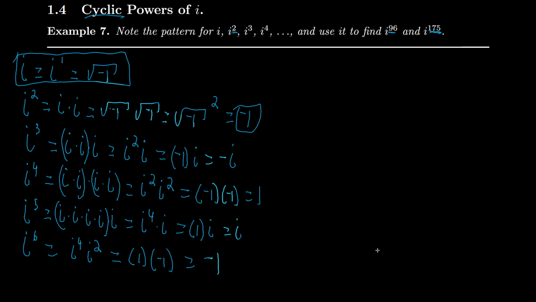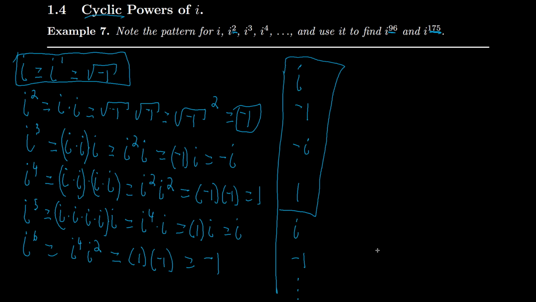So look here. The pattern goes like this: i, negative 1, negative i, 1, i, negative 1, and it continues forever. So there's only really 4 distinct things that i can be when raised to a power. It can either be i, negative 1, negative i, or 1. That's it.